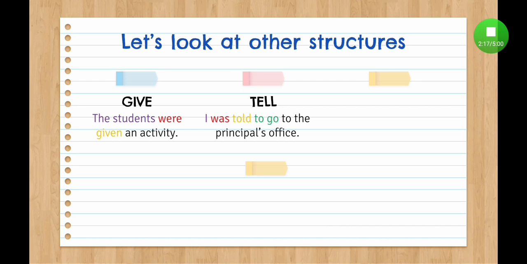I was told to go to the principal's office. I was told to do my homework. I was told to help my mother. And in all of them, we are expressing something that someone told us. Now, let's look at another example.